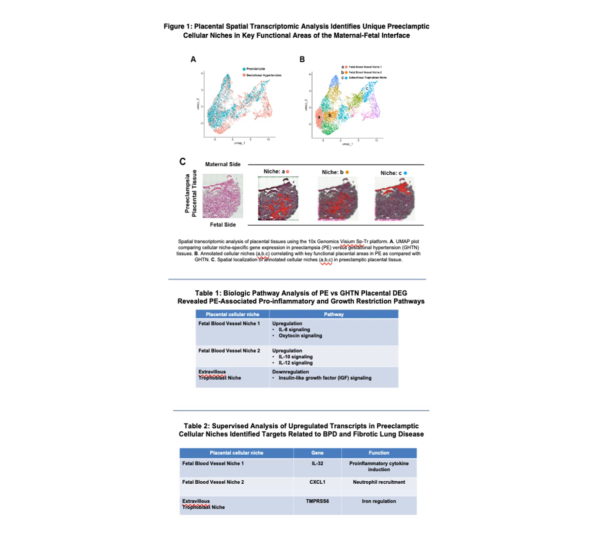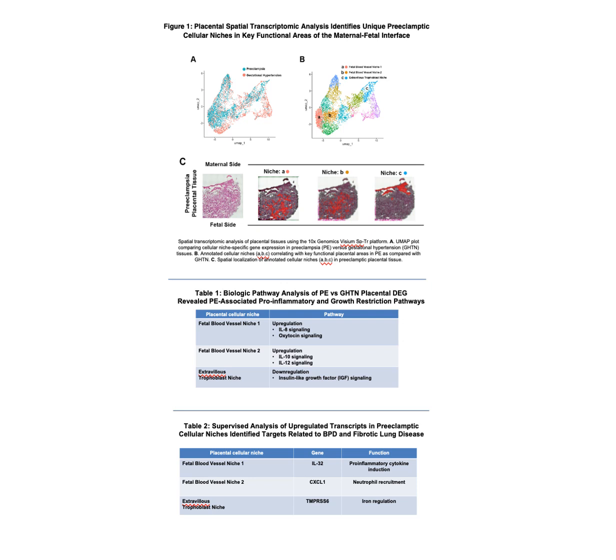We then analyzed what genes were different between preeclampsia and gestational hypertension. We used 2 approaches. One was an unsupervised approach using biologic pathway analysis, and we identified in our niches an upregulation of pro-inflammatory signals in our fetal blood vessel niches, and also a downregulation of a key factor, insulin-like growth factor, signaling in our extravillous trophoblast niche. So we're seeing some key areas that could be impacting the developing fetal lung that are being signaled by the placenta.